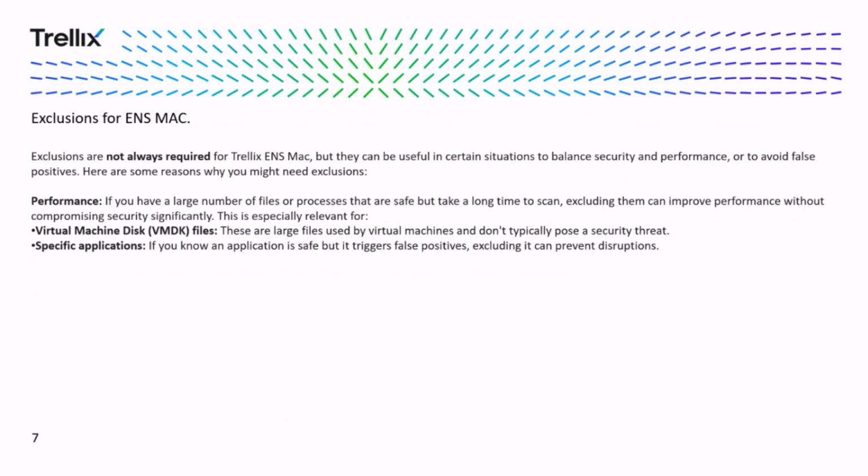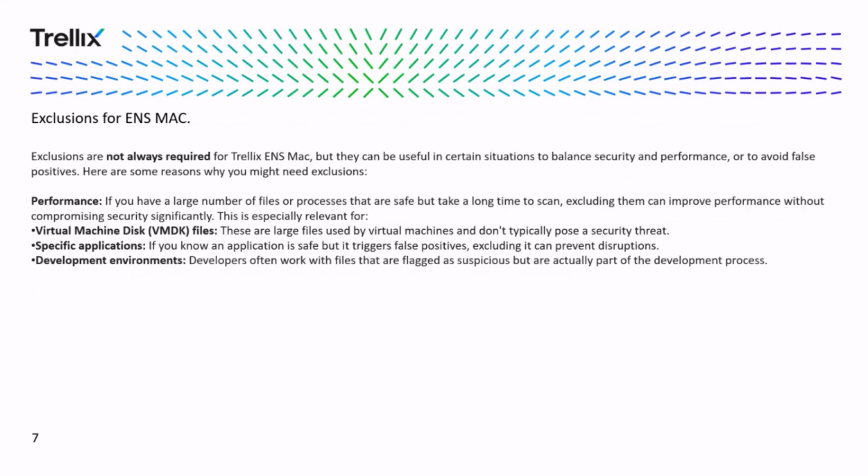Specific application. So if you know an application is safe but it triggers false positive, exclusion can be made temporarily. But as I suggested, if you are seeing any false positive, please reach out to us, submit that file or capture that file as a sample, upload it to us, and we can work with Trellix Lab to get it analyzed and suppressed if they are actual false positives.